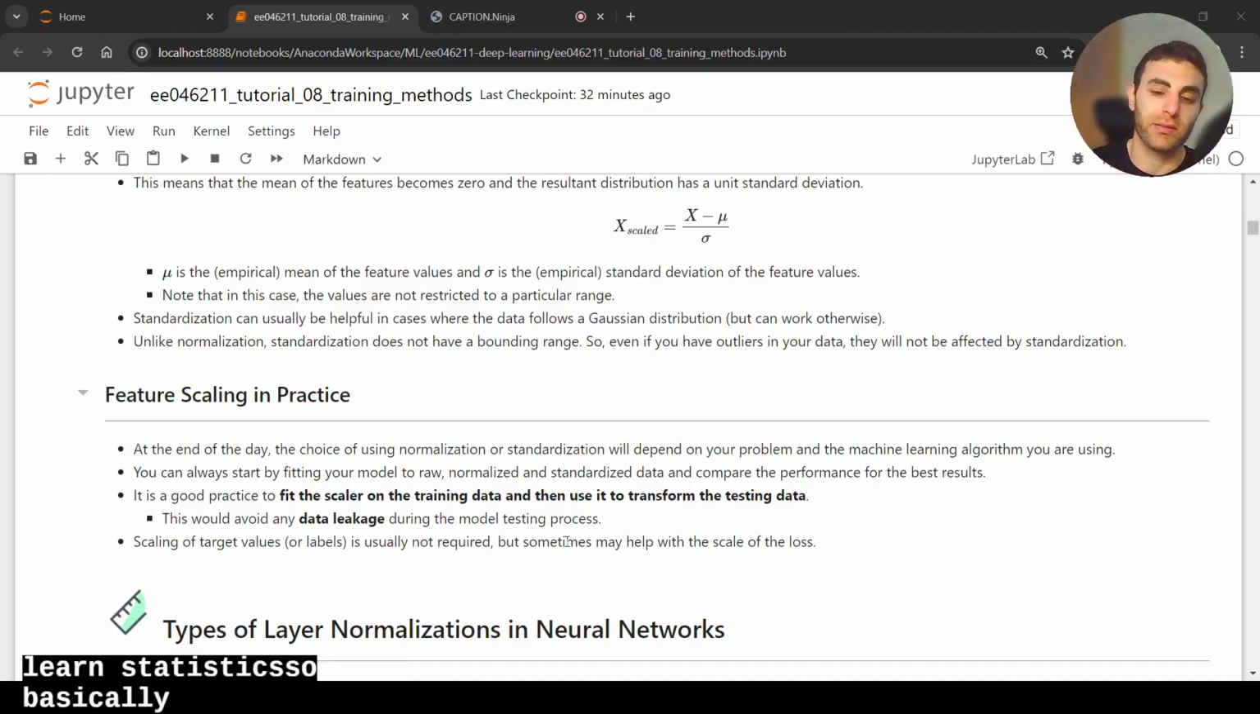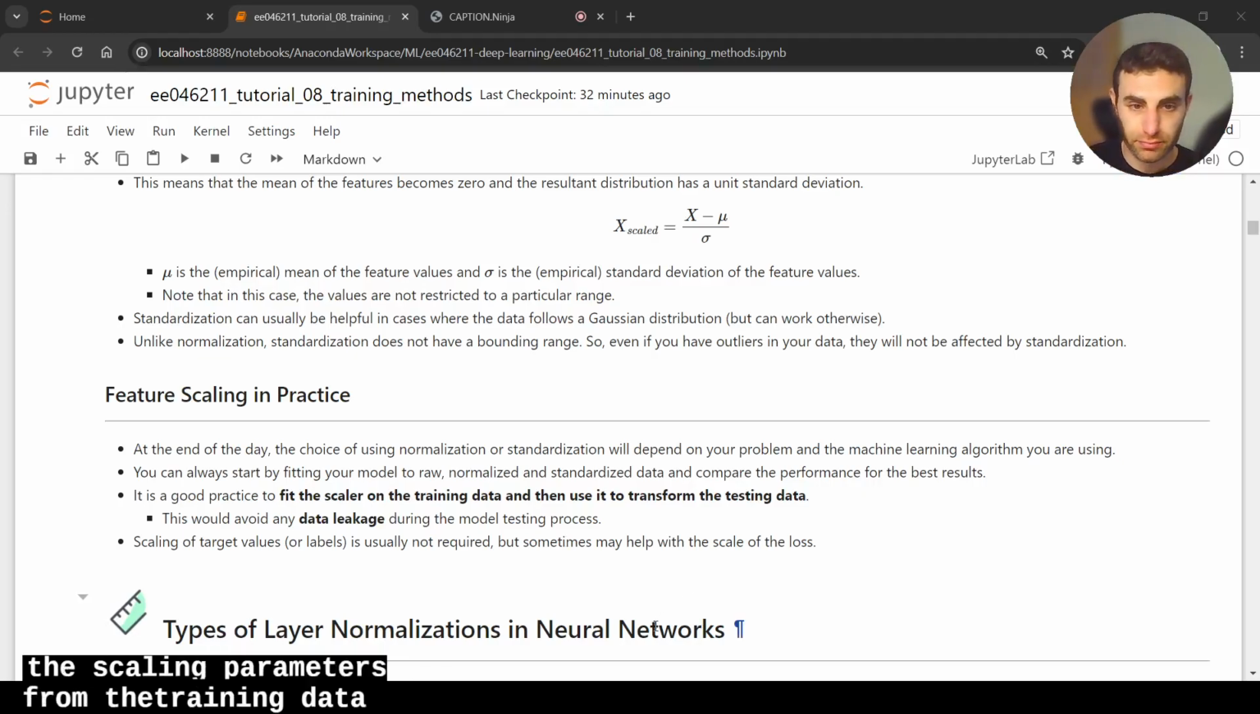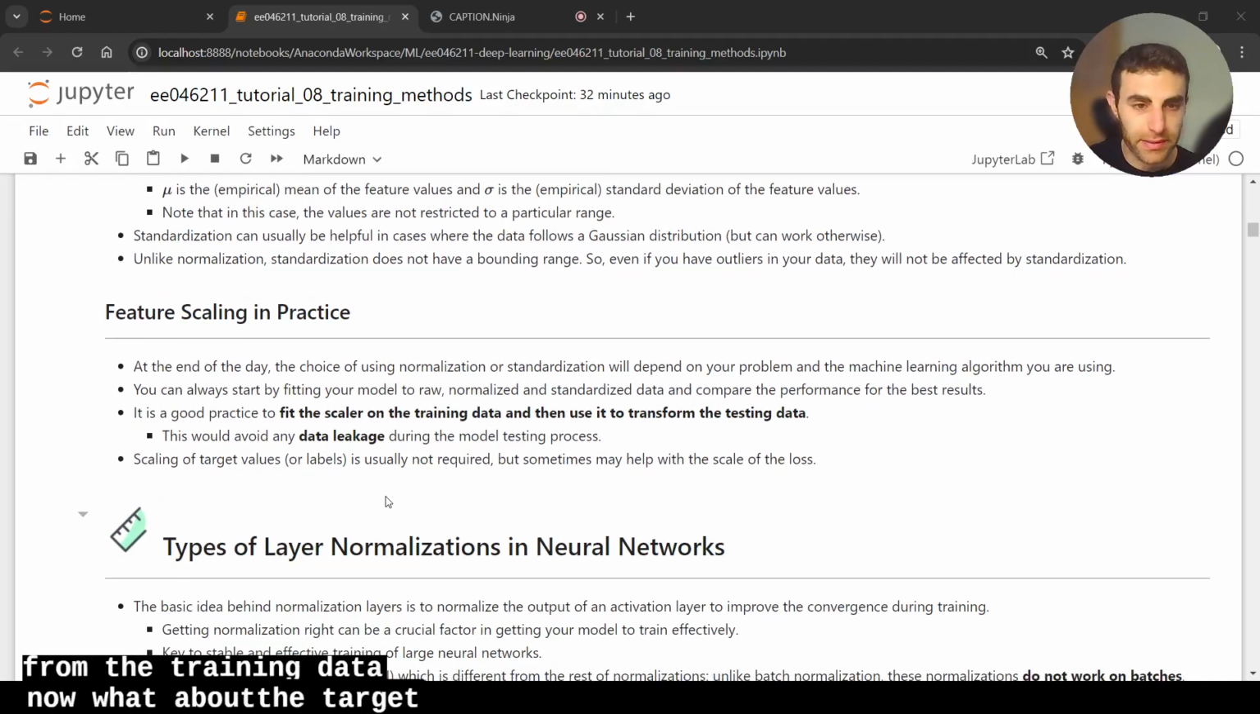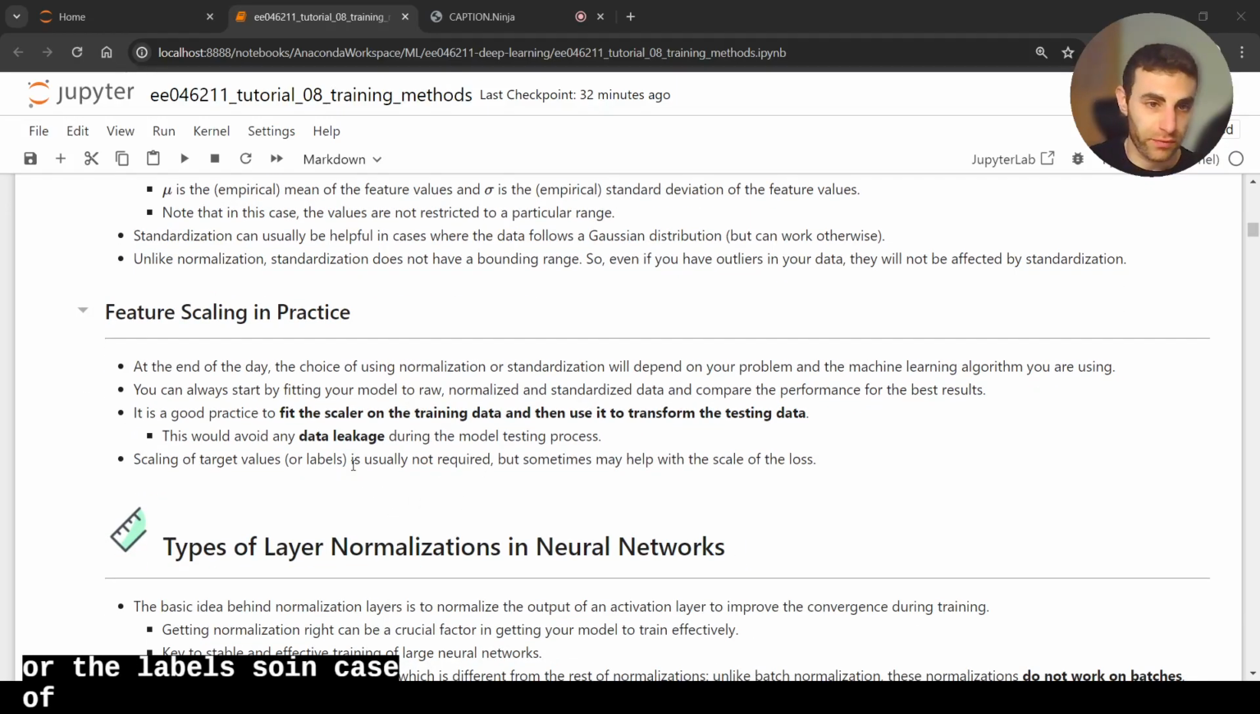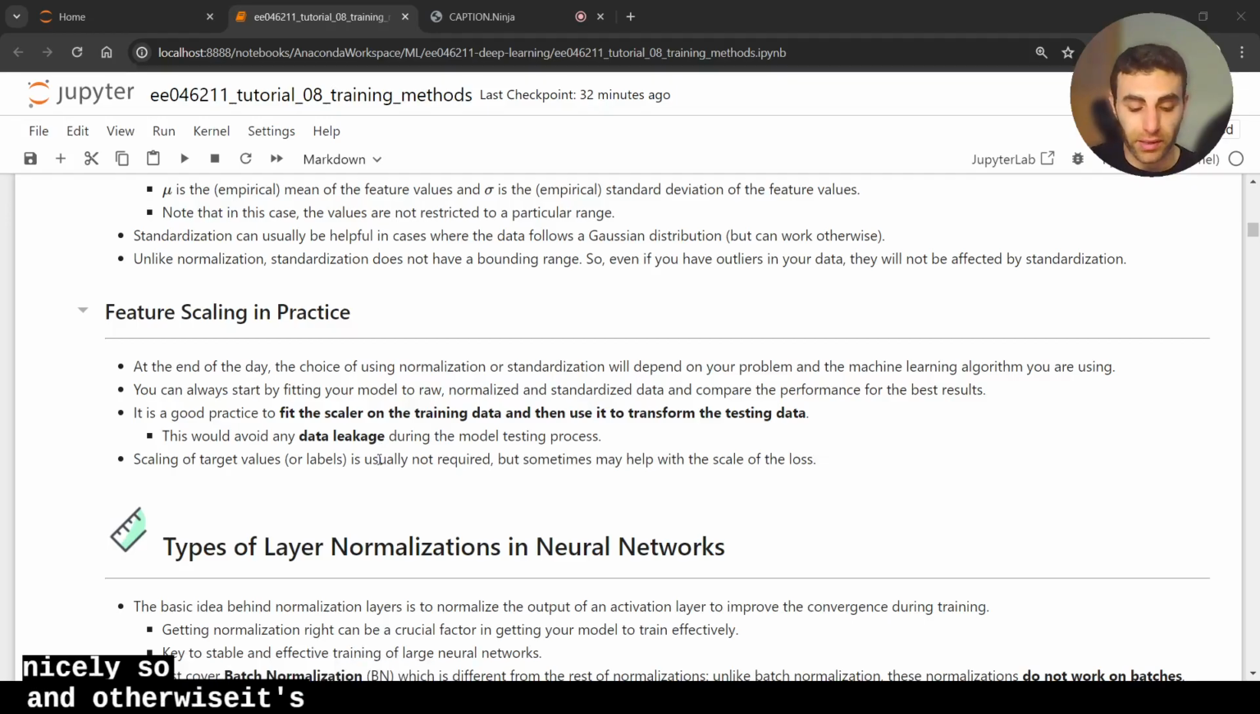So basically, we need the scaling parameters from the training data. Now, what about the target or the labels? In case of regression, scaling of the target values is usually not required, but sometimes it may help with the scale of the loss, which can help having stable training dynamics. So keep that in mind. You should use some scaling on the labels if it works better and if the training behaves nicely. And otherwise it's not required.